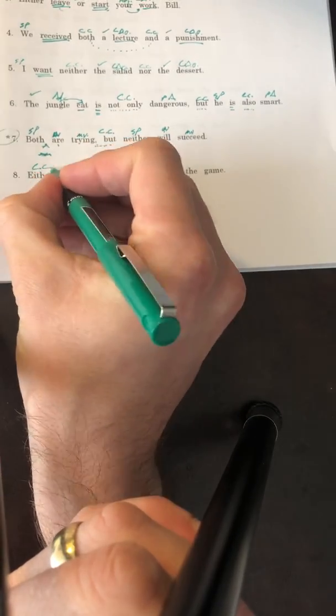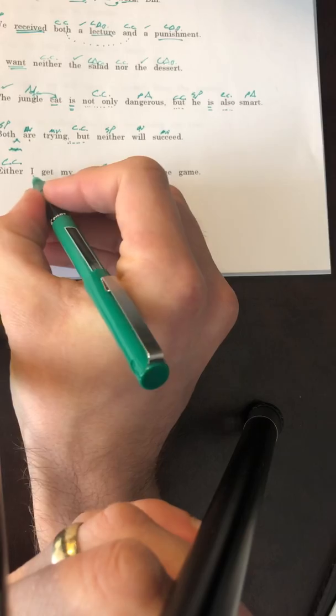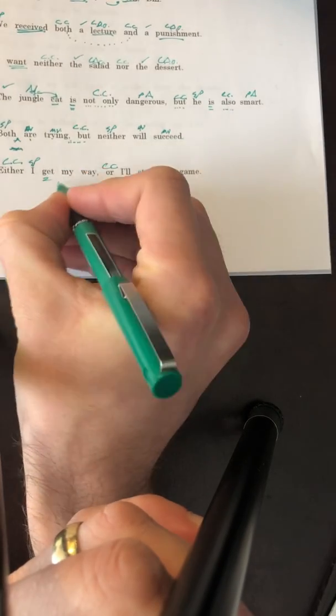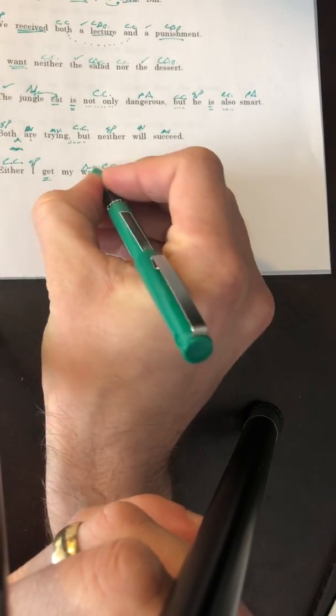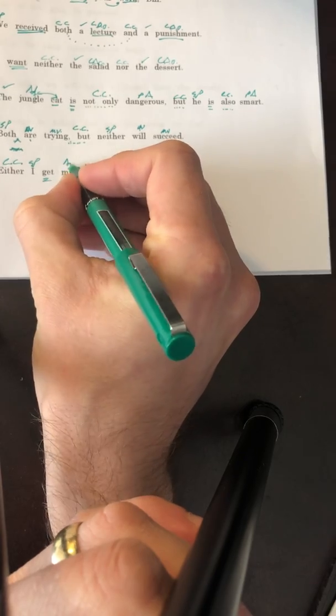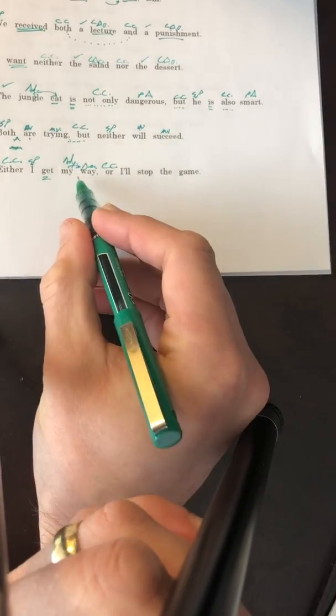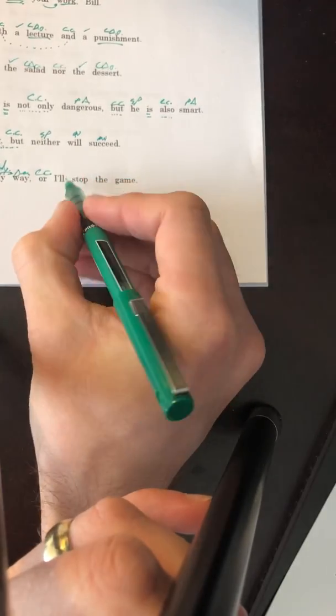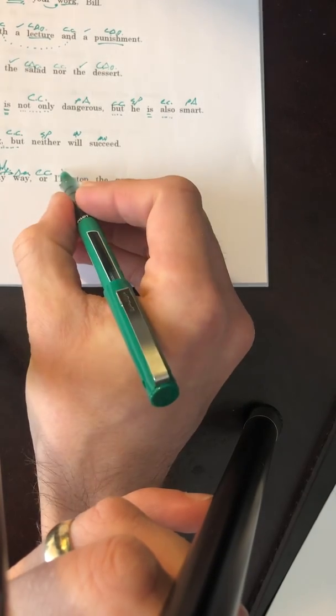So here's a correlative conjunction, either or, okay? I, subject pronoun, get, what do I get? My way, direct object for way, adjective there for my. Very straightforward. Or I will. Okay, that's what's going on there.